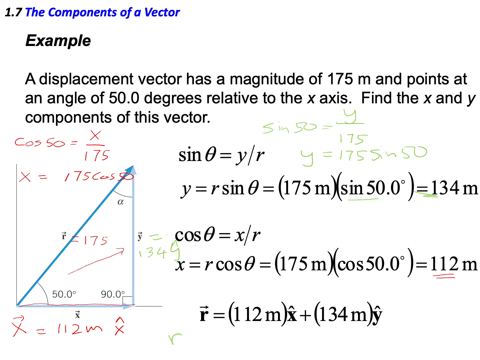Y direction. So therefore R, you can write the X component 112 x hat plus 134 y hat. That's the unit vector along Y direction. Just like this, you can put units if you want: 112 meters x hat plus 134 meters y hat. Y hat is the unit vector along Y direction. X hat is the unit vector along X direction.